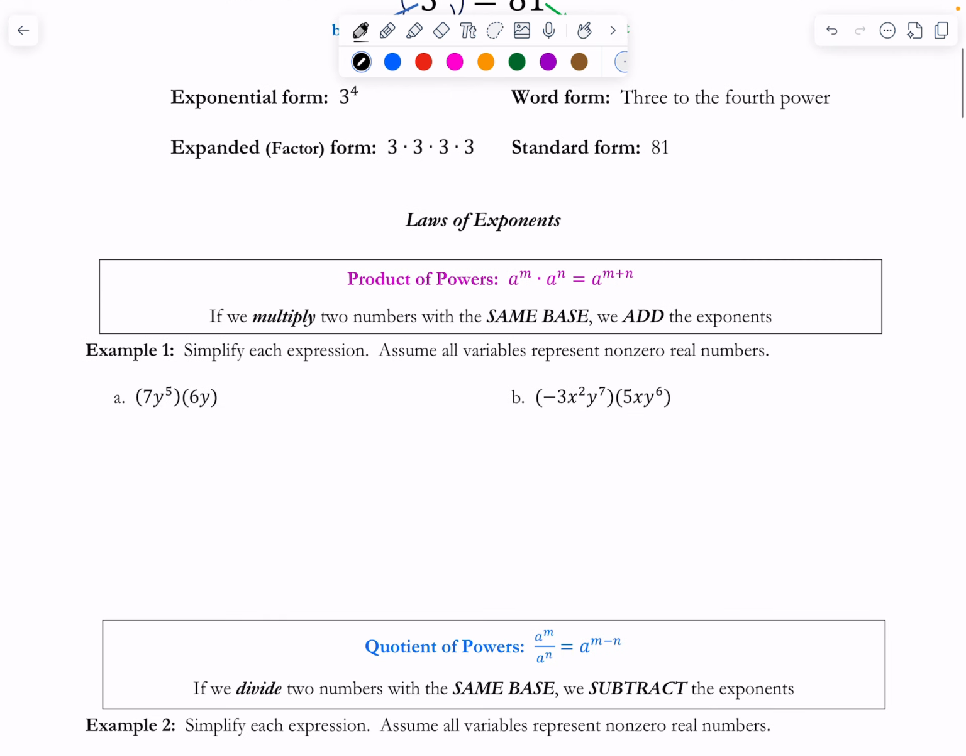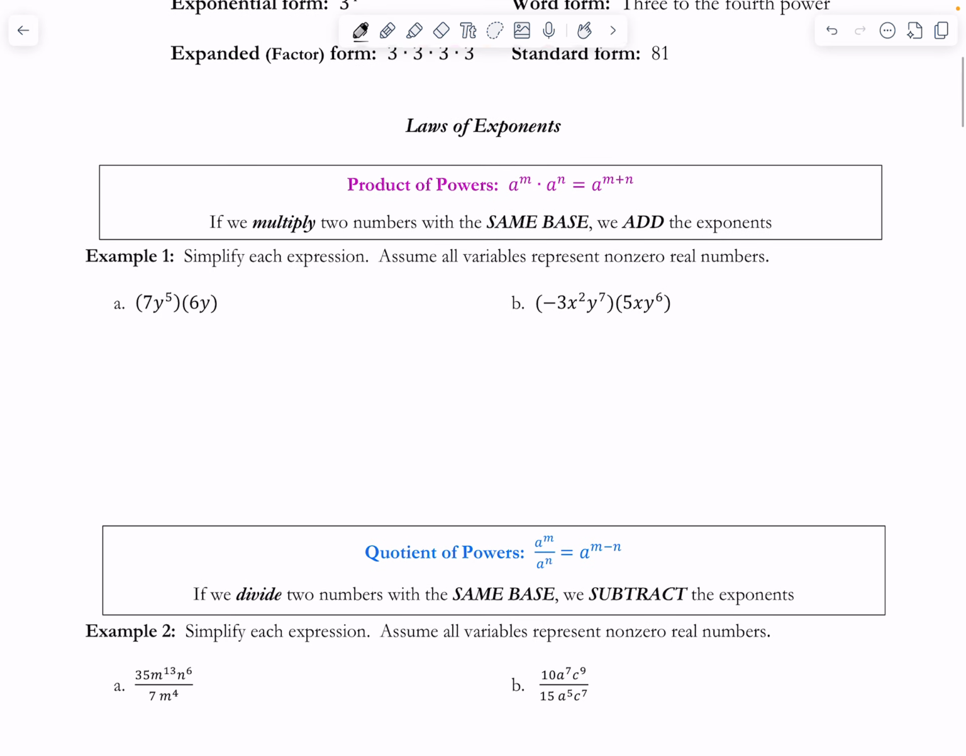All right, so let's start with some of these laws. Here's the first one. So we have the product of powers, where if you are going to multiply with the same base, then you're going to add those exponents. In this case, we have y to the 5th power times y to the 1st power. So I'm going to write y to the 6th power. Now the 7 and the 6 are not bases, right? They're not dealing with exponents. So just multiply 7 times 6 to get the number in front of that y to the 6th power.